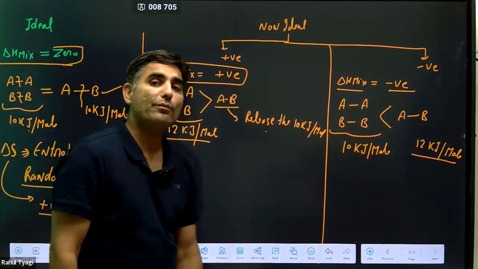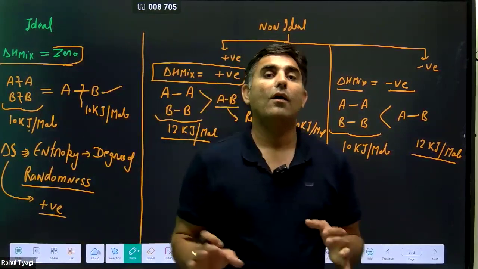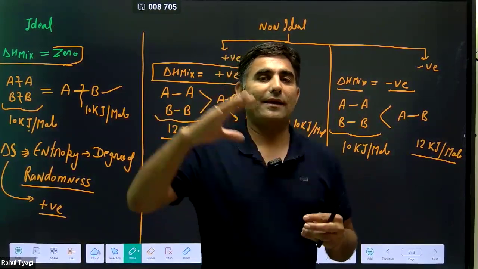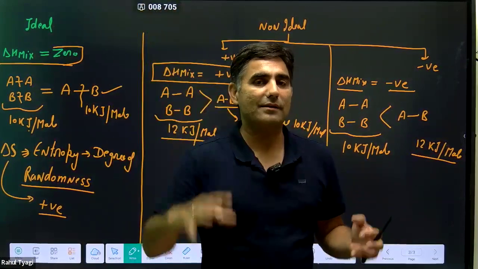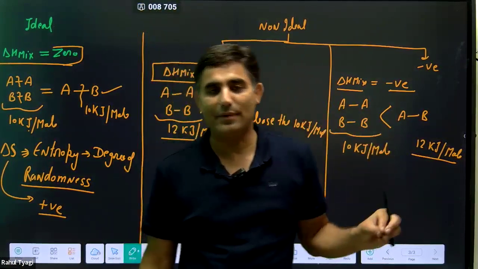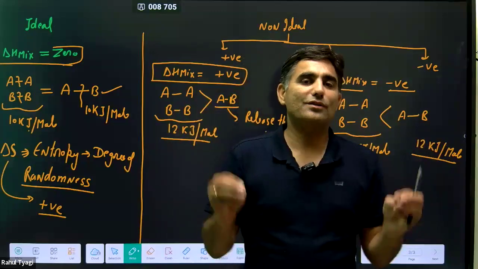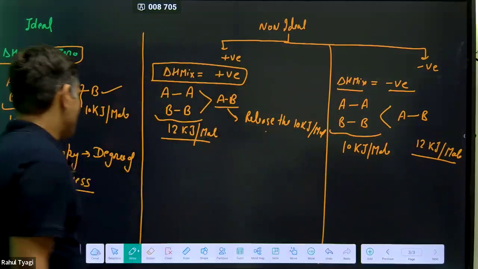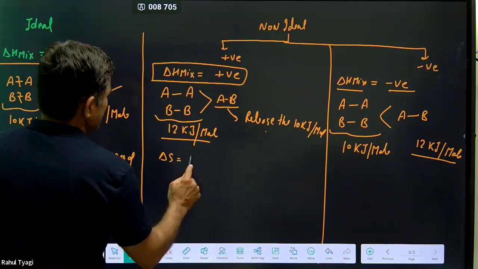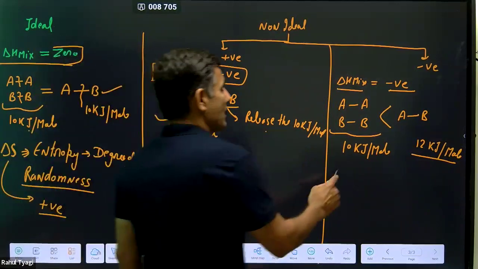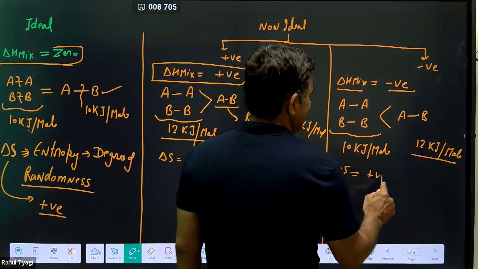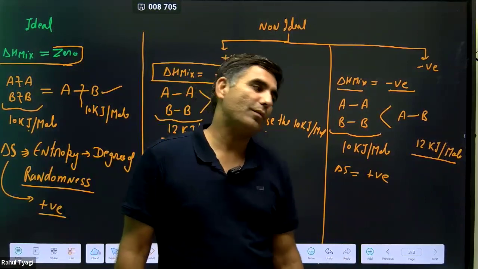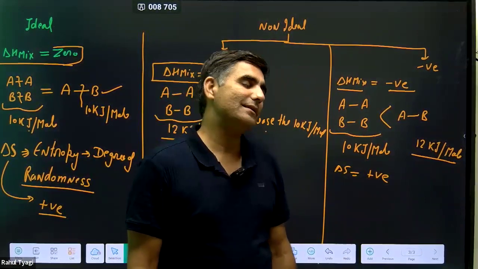Think, if you mix two solutions, or if you mix class 11th and class 12th, is there an increase in randomness or decrease in randomness? Obviously, it is an increase in randomness. Whenever two solutions are mixed, the entropy of the solution always increases. Here also delta S will be positive. It doesn't matter whether the solution is ideal or non-ideal, positive deviation or negative deviation.